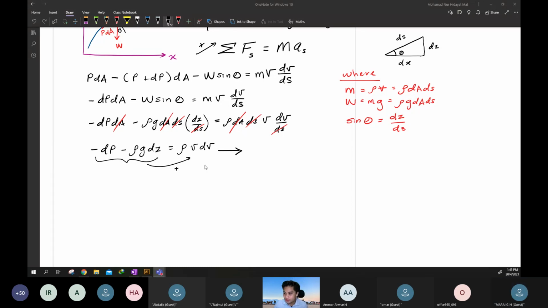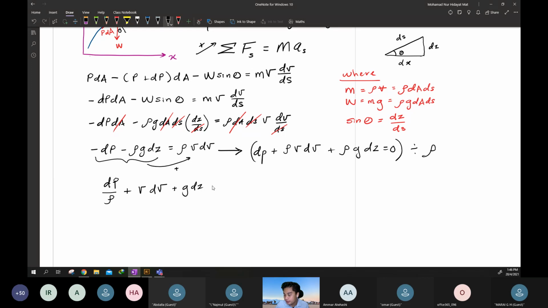So we rearrange all this equation and move to the other side. What we get here is dP plus rho V dV plus rho g dz, and this is equal to zero. Don't forget it, because we have the equal sign. We need to divide all this equation by rho, so we get dP over rho plus V dV plus g dz equal to zero.